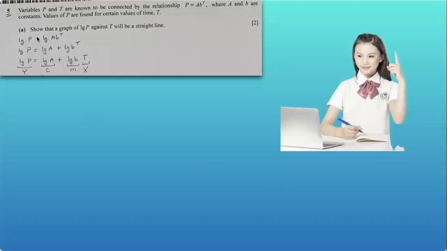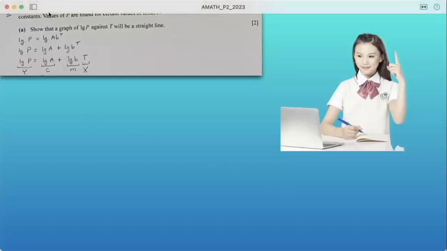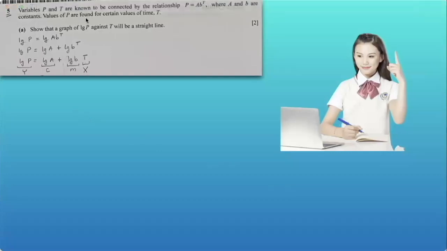Number 5. Variables p and t are known to be connected by this relationship, where a and b are constants. Values of p are found for certain values of time. Part A, show that a graph of lg p, where lg means log base 10, against t will be a straight line. So we change the nonlinear form into linear.